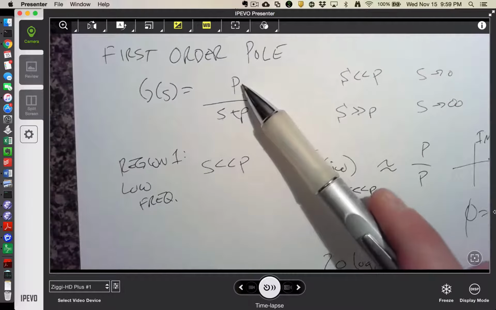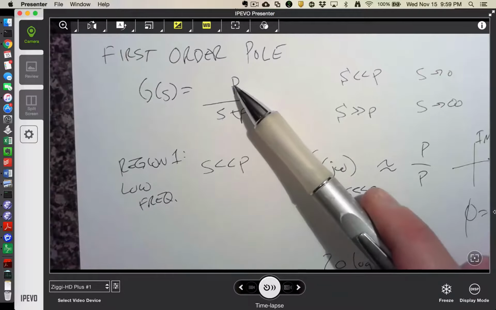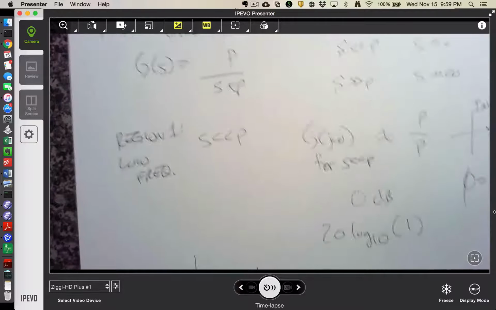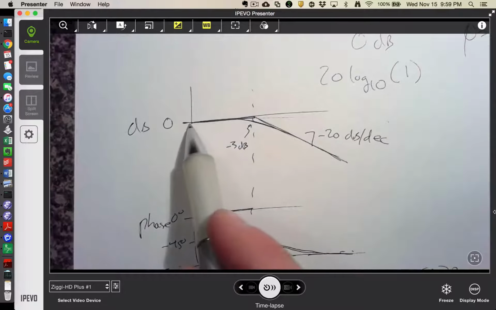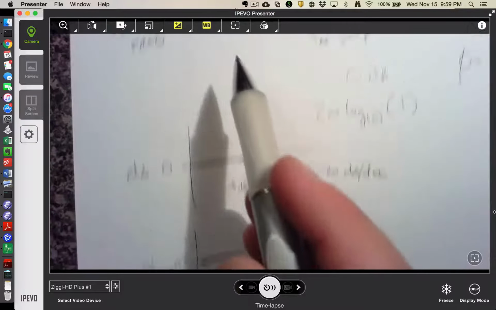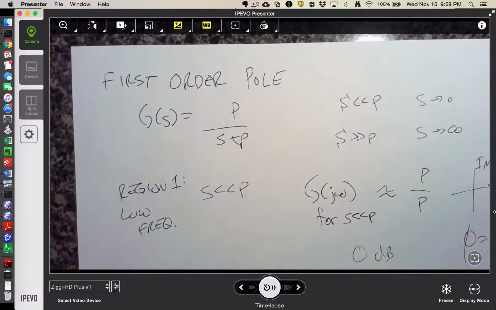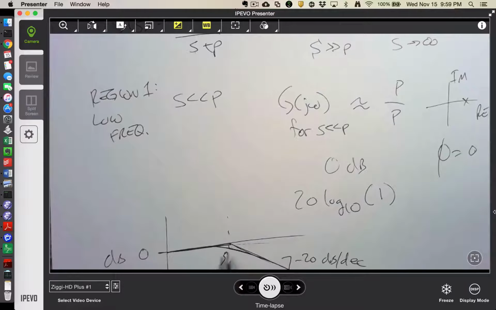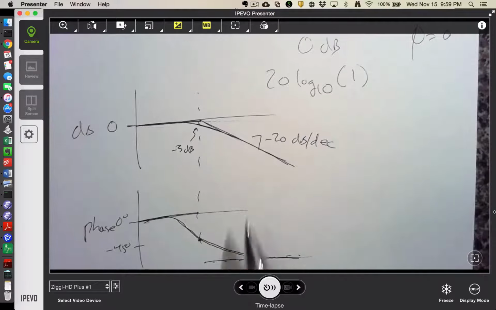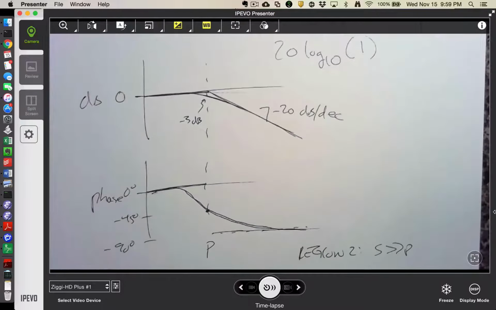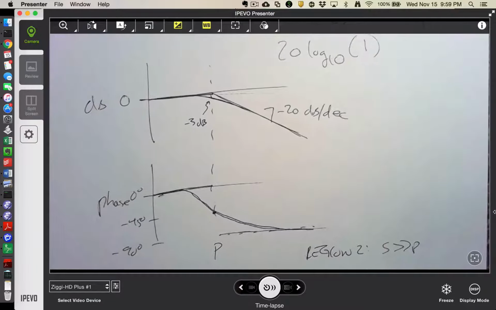So I know that my initial slope is 0, and I find my intercept, in this case, to be 0 dB. And so I would plot initially a flat line at 0 phase, and then I would just go until I encounter a pole at omega equal to p, and then every first order pole causes my slope to decrease by 20 dB per decade, and every first order pole causes my phase to decrease by 90 degrees. So that's the Bode plot of a first order pole.